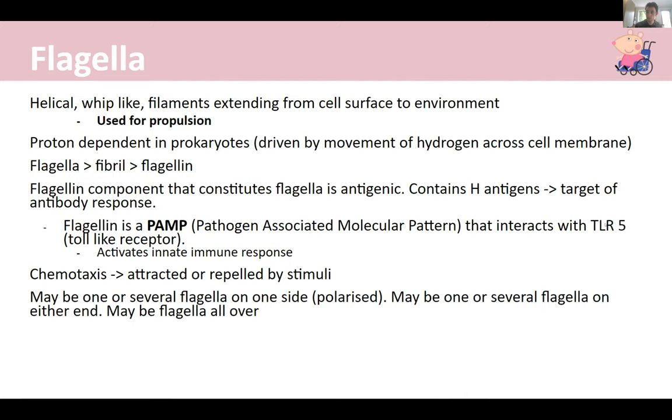Toll-like receptors are part of your innate immunity. They're technically nonspecific, but this kind of blurs the line. They recognize flagella and they know that this is a pathogen. There's not things with flagella that should be by the skin, and it's going to activate an innate immune response. It also facilitates chemotaxis, which is attraction or repellent by stimuli. And there may be several flagella on one side. They may be evenly spaced out. They may be all over the place, so they're differently structured.